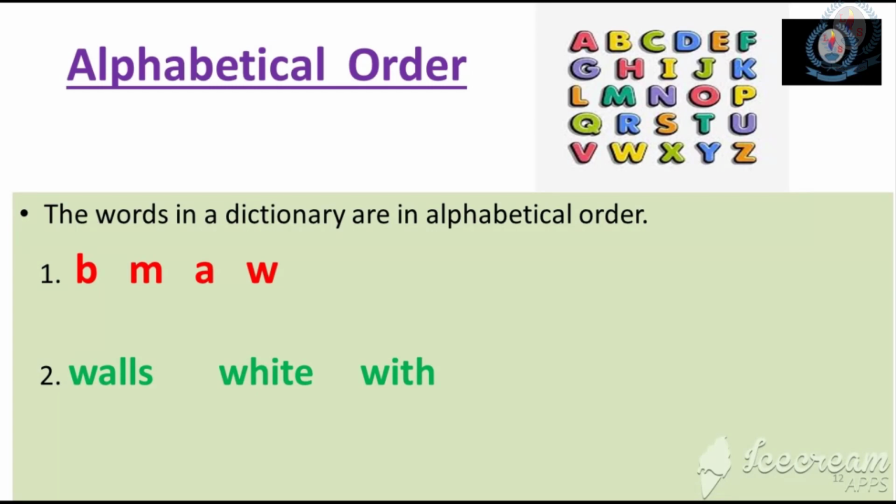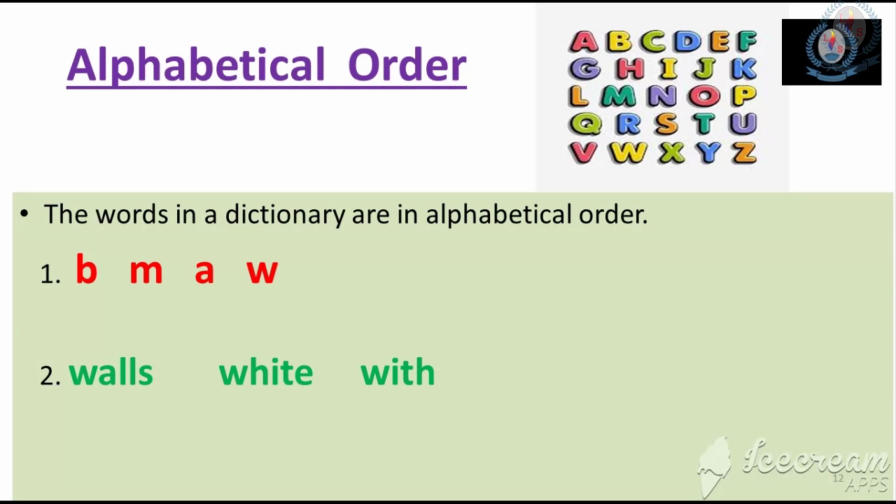Now we are going to learn about alphabetical order. It means the words in a dictionary are in alphabetical order. First of all, tell me how many letters are there in the English alphabet? Yes, you are correct. There are 26 letters in the English alphabet. My dear children, all the letters in the English language are arranged in a proper order, and this order is known as ABC order or alphabetical order.